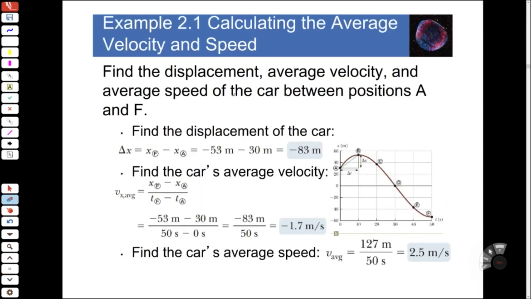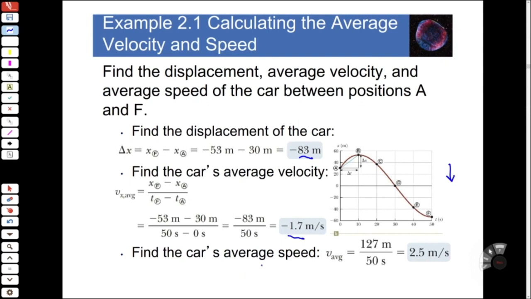So find the displacement. Here is the example: the average velocity and average speed of a car between position A and F. Where is F? Here. So the initial position of the car was 30, and the final position is minus 53. So the displacement is minus 83. The average velocity is the displacement divided by tf minus ta, so minus 1.0. So on average, it means that the motion is along the negative direction.